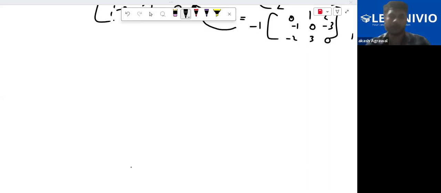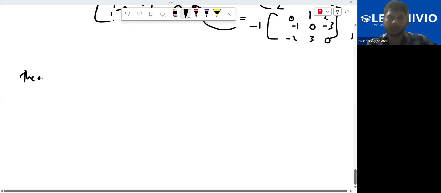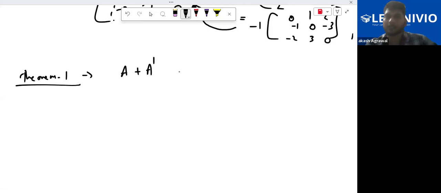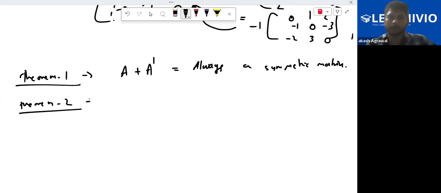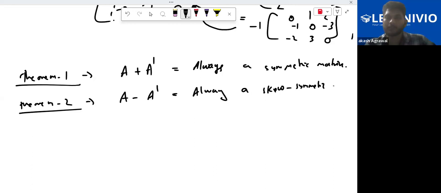Okay. So what was important? Remember this. Theorem 1: A plus A transpose is always a symmetric matrix. Theorem 2: A minus A transpose is always a skew symmetric matrix. Okay. Note it down.